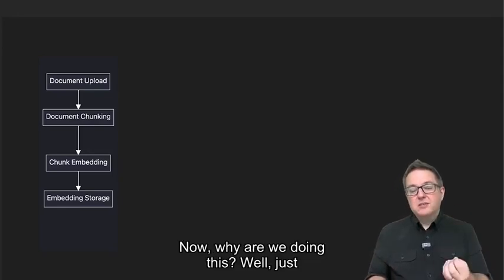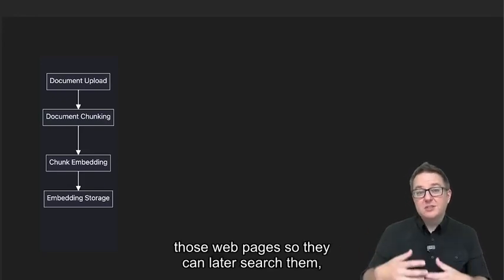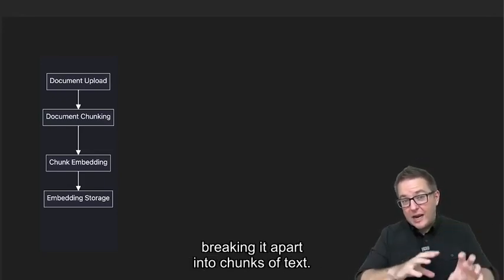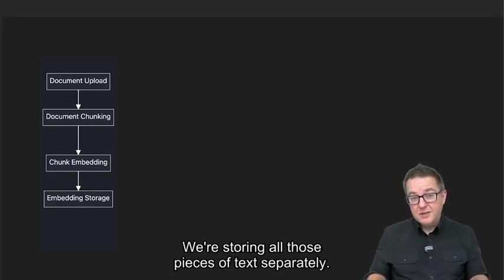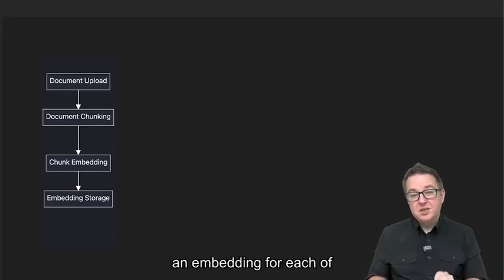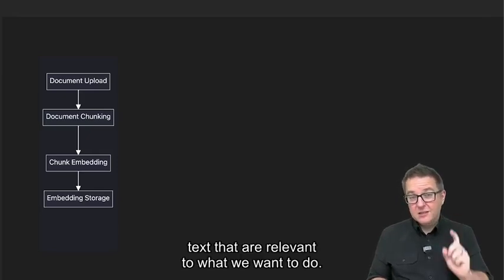Now, why are we doing this? Well, just like Google goes and crawls a bunch of web pages and then stores those web pages so they can later search them, that's what we're doing basically. So we're taking the document and breaking it apart into chunks of text. We're storing all those pieces of text separately, but importantly, we're storing an embedding for each of those chunks of text so that later we can go and find chunks of text that are relevant to what we want to do.